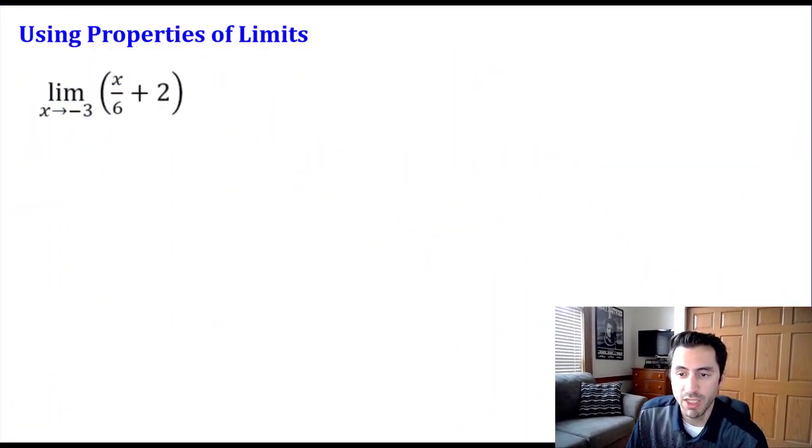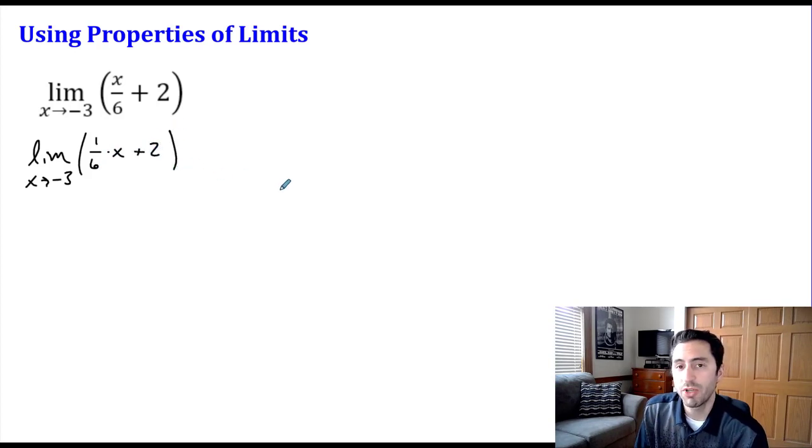So my first example, I have the limit as x approaches -3 of x over 6 plus 2. Now, one thing I want to point out right away is that we do have a little bit of division inside my limit. But we know that we can rewrite division as multiplication. So x over 6, that's just the same as 1/6 times x. And then this is going to be still the plus 2. So these properties, they also work with a quotient.